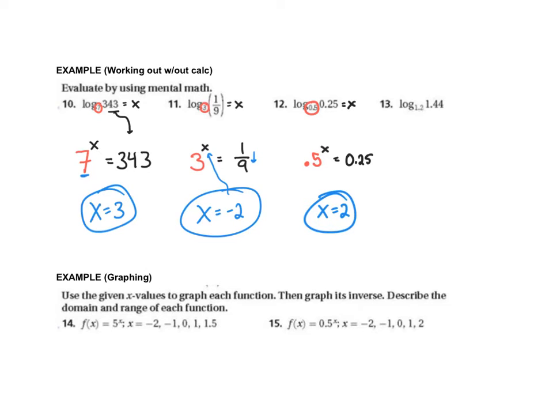Okay, let's try the last one here. 1.2 set equal to x to some power should equal 1.44. Now think 12 and 144, 1.2, 1.44, right? Again, let's just square it. So x is equal to 2. If you square it, you are going to get 1.44. All right, we got it right there.